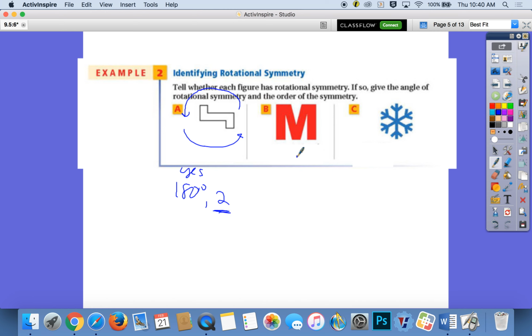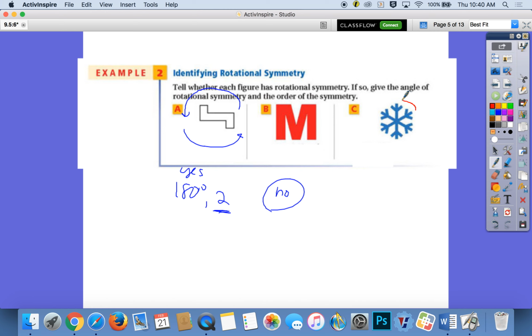What about this one right here? Is there anything between 0 and 360 degrees where I can rotate it and it's going to lay on top of itself? No. If it can only do it one time within that 360 degrees and make one full revolution, that's not rotational symmetry. It has to do it within the 360 degrees in order for it to be rotational symmetry.